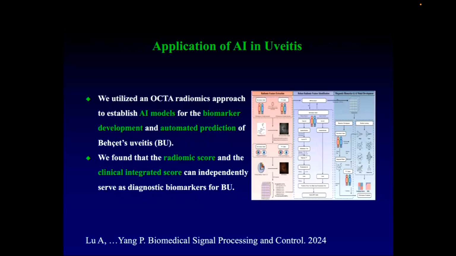This is our recent study combining OCTA and artificial intelligence. We utilized an OCTA radiomics approach to establish AI models for the biomarker development and the automatic prediction of Behçet's uveitis. We found that the radiomics score and the clinical integrated score can independently serve as diagnostic biomarkers for Behçet's uveitis.